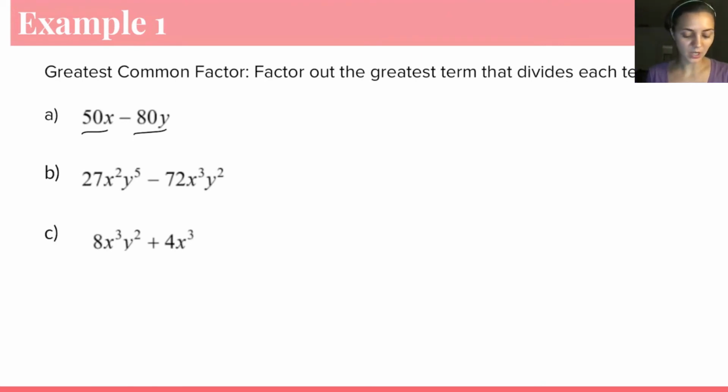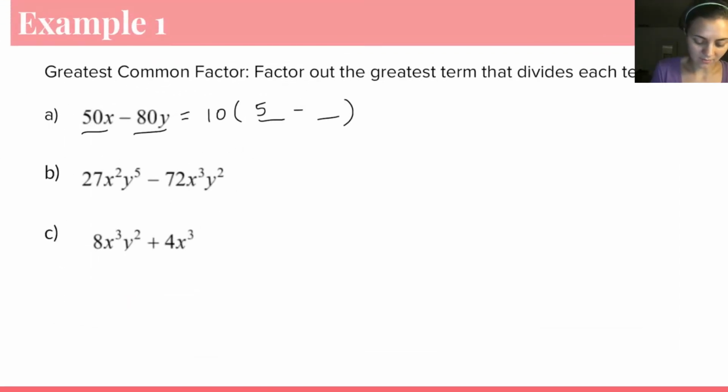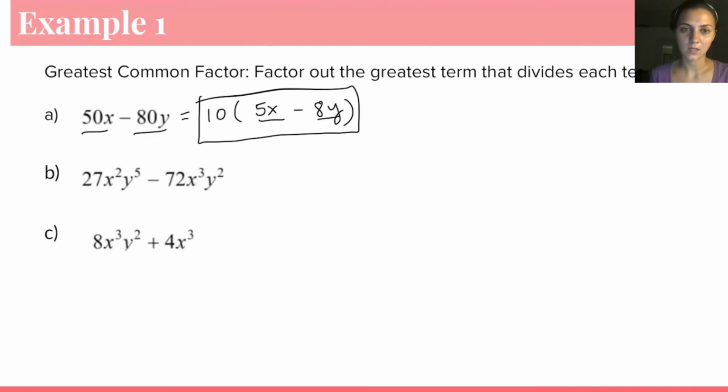They don't have much in common, but I know that I can divide 50 and 80 both by 10. So I'm going to factor out 10, and then I'm going to write what I have left over in each expression. So 50x divided by 10 is 5x, and then 80y divided by 10 is 8y. And looking at 5x and 8y, there's nothing else I could divide them by, so I have factored this as fully as I can. So you see it's simpler terms being multiplied times each other.